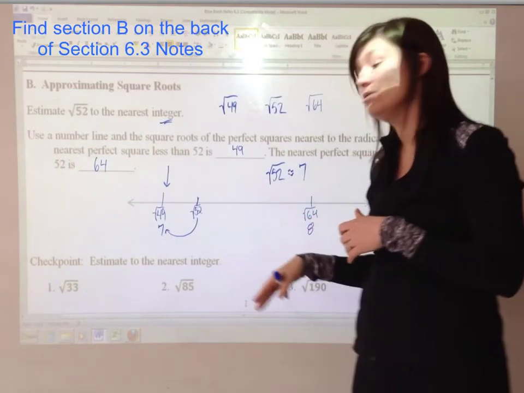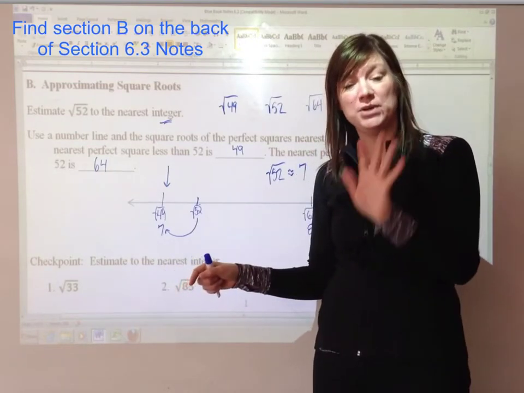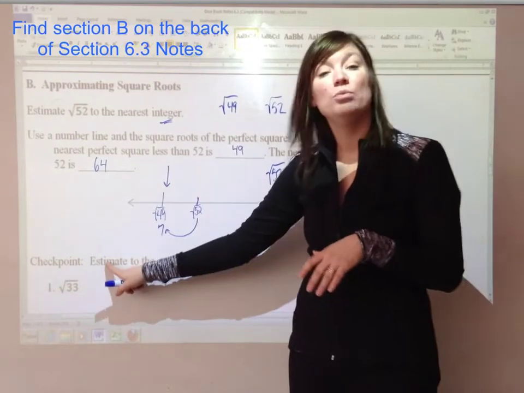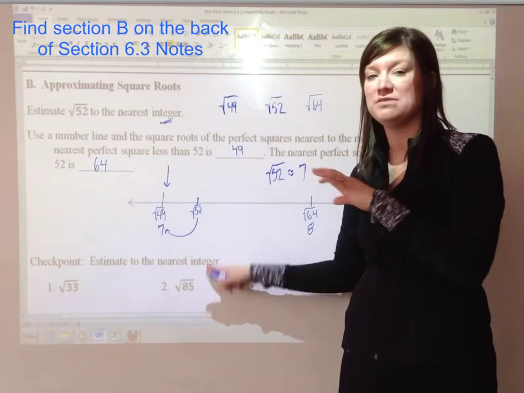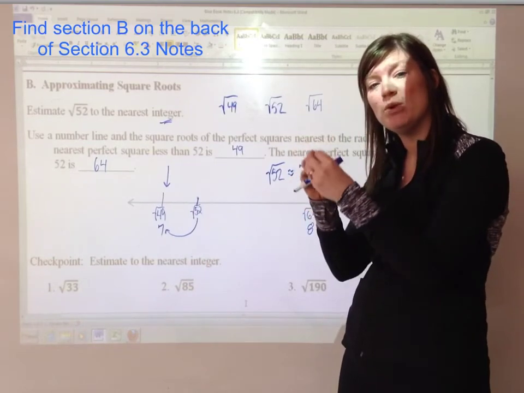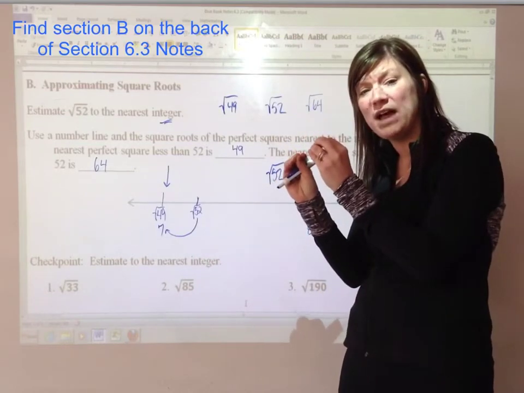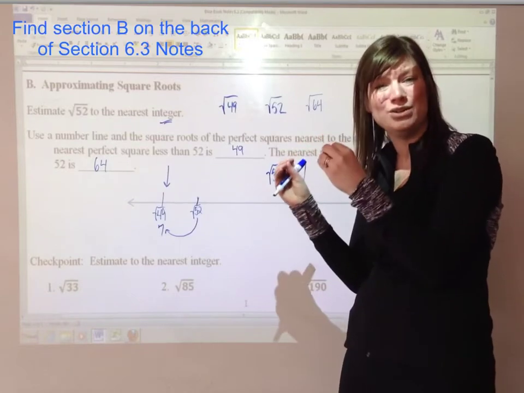So now I want you to do the checkpoint. Again, I'm going to give you a couple seconds to pause this, but you're going to want to pause this because it's going to go straight into the next video if you don't. So you have 4 problems. You're going to estimate using the nearest integer. Now remember, you have to put what's the minimum, what's the next lower perfect square, what's the next higher perfect square, and try to figure out that new radical that you're estimating. Where does it fit in? Is it closer to this number or is it closer to this number?